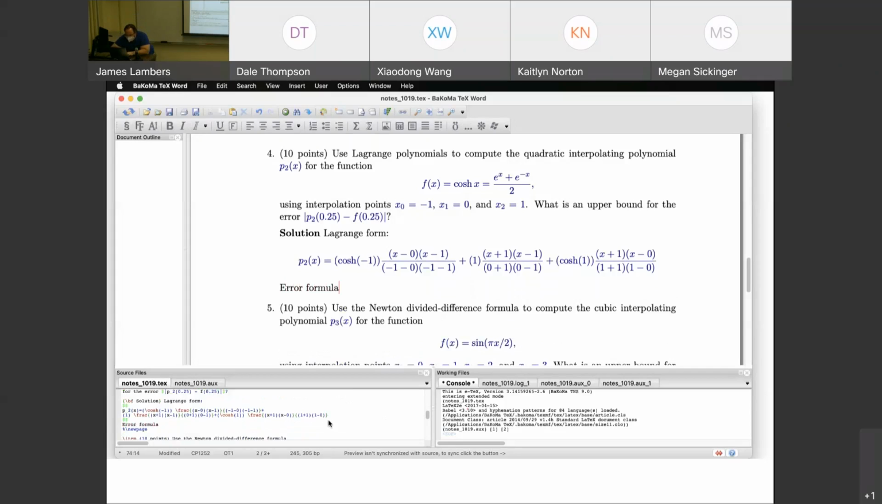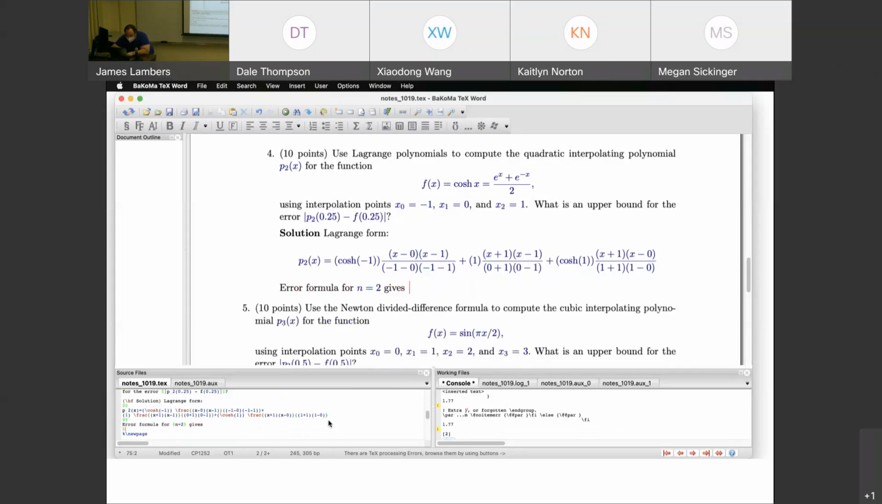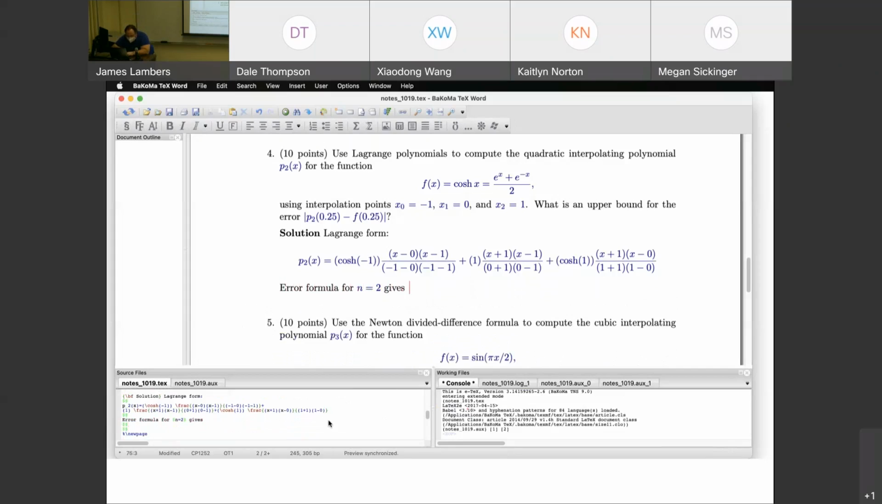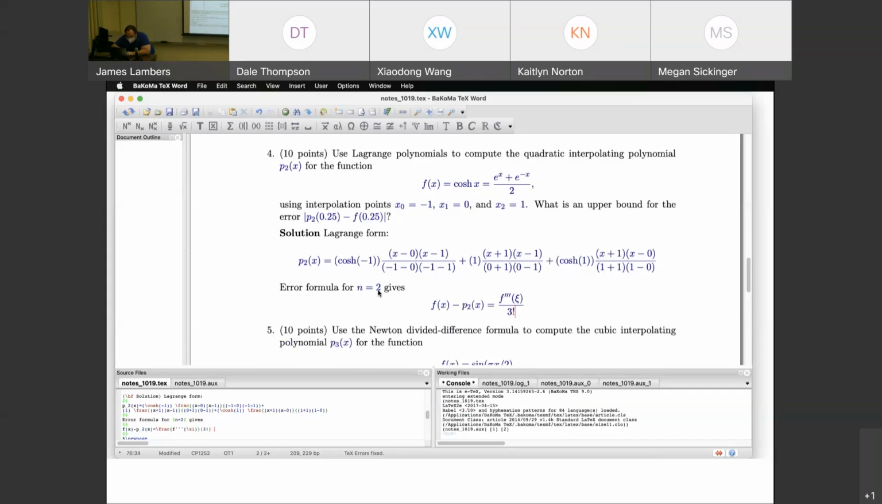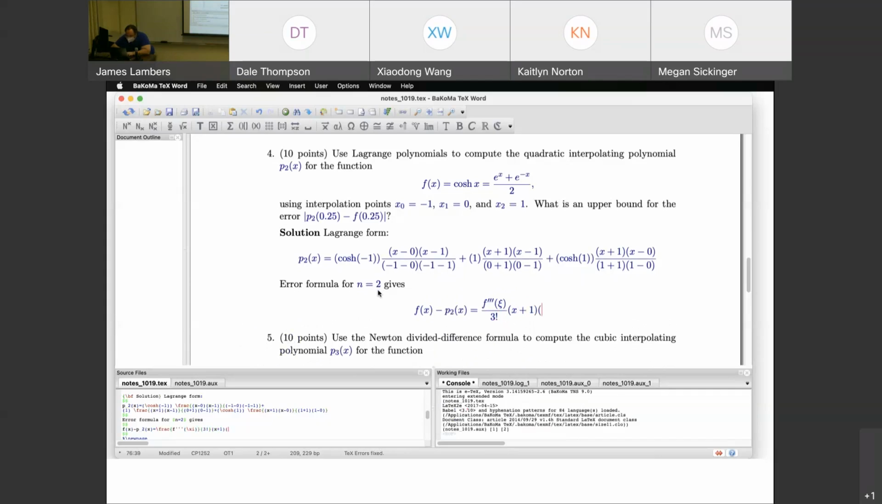Next, the error. So n equals 2. It's quadratic. All right. So now we have the third derivative at an unknown point over 3 factorial, times x plus 1, x, x minus 1. Okay.